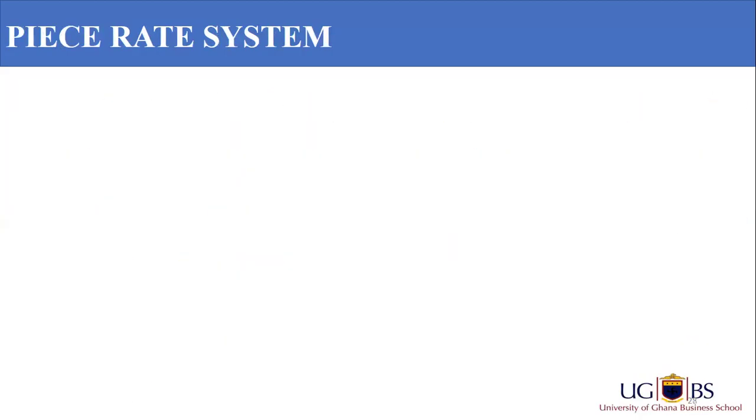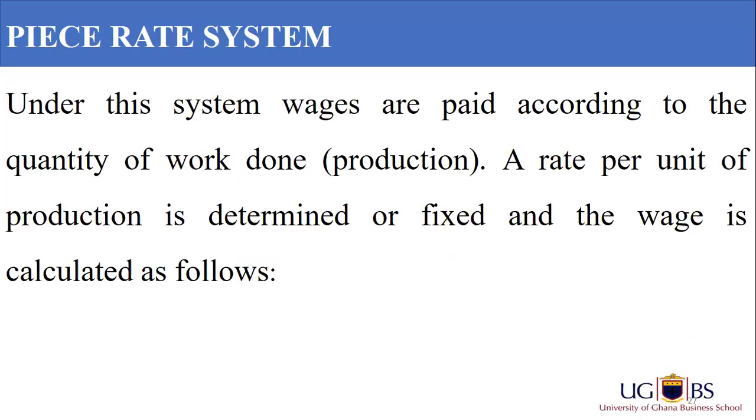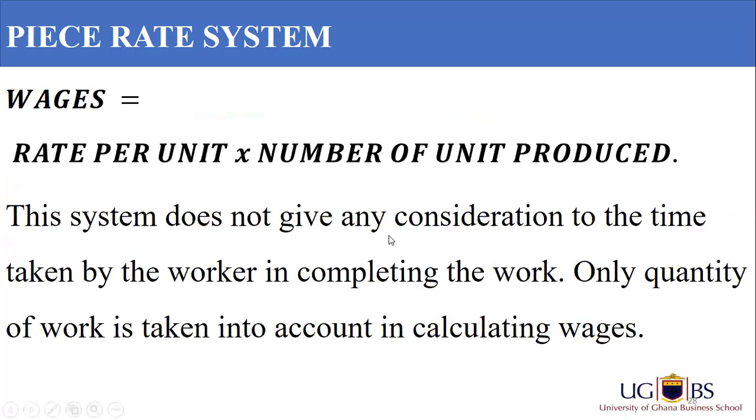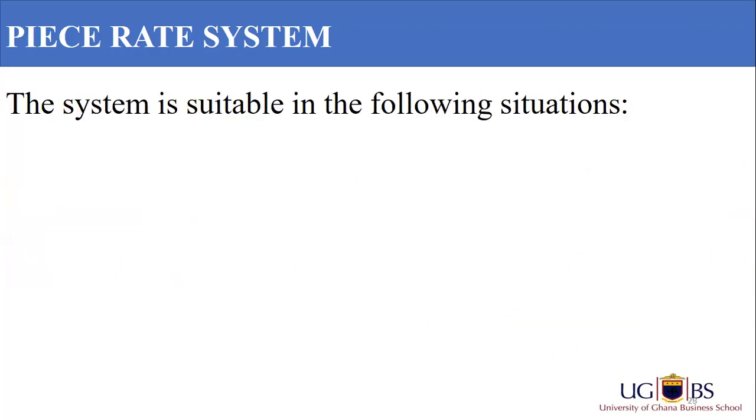Then we come to the piece rate. So under this rate, this is where you are being paid based on what? An output that you produce, right? So rate per unit production is determined or fixed, and the wage is calculated as follows. So the rate per unit times the number of units produced. This system does not give any consideration to the time taken by the worker in completing the work. Only quantity of work is taken into account in calculating wages.